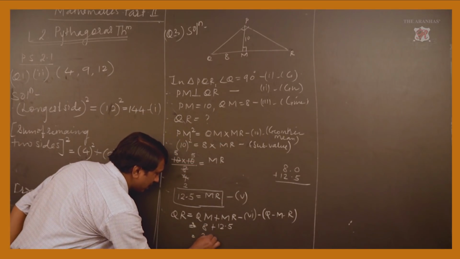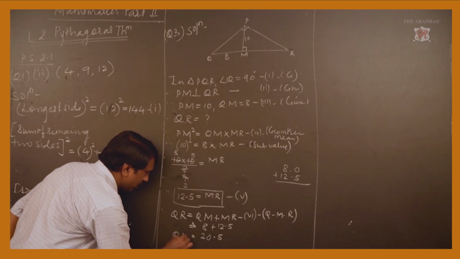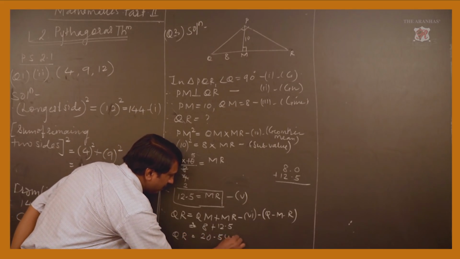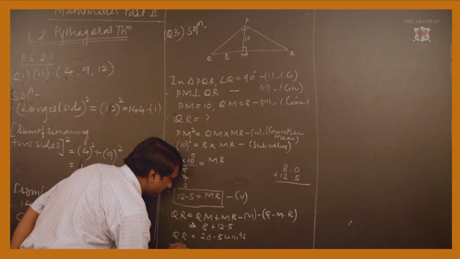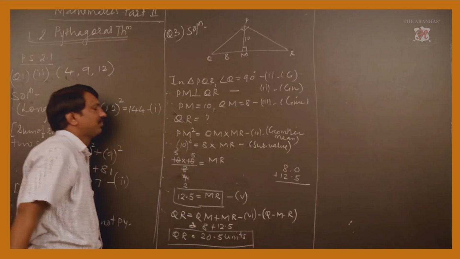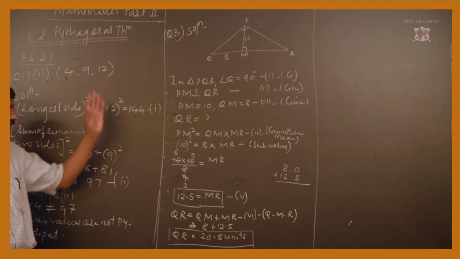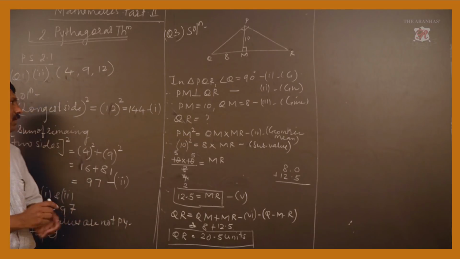So, here we come to know that it is 20.5, and this is the value of QR. We will keep the value also. 20.5 units is the value of QR. So, let us see now.